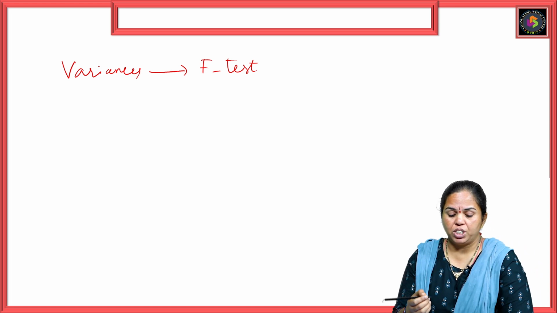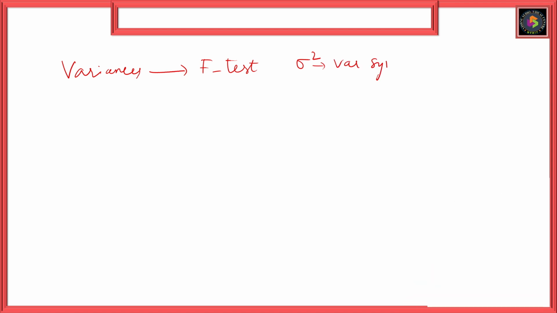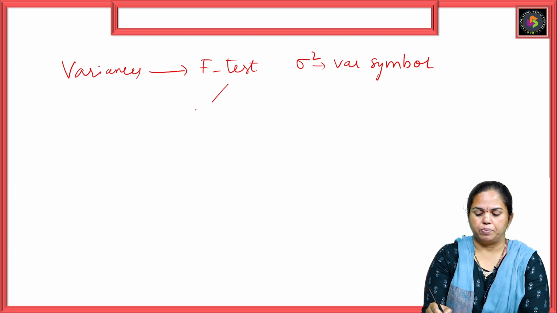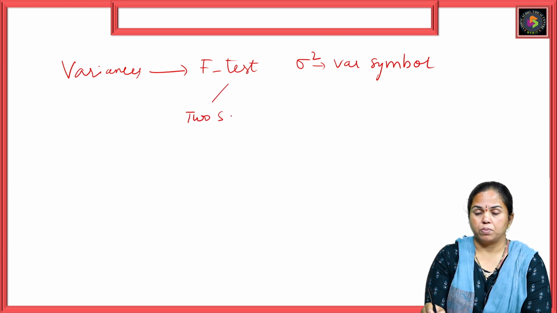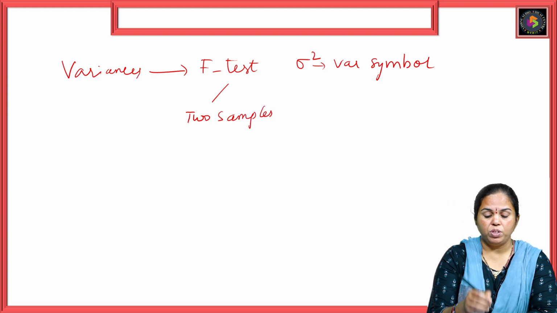Usually the variance is denoted with sigma square. As we are comparing the variances here in the F-test, we have two samples. So we will go with the procedure.